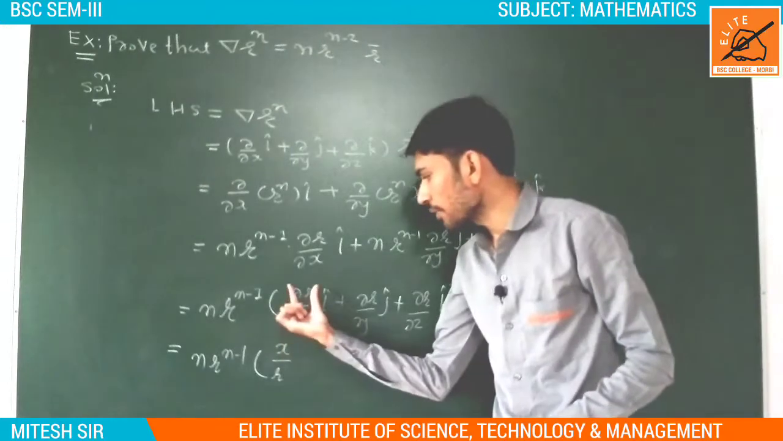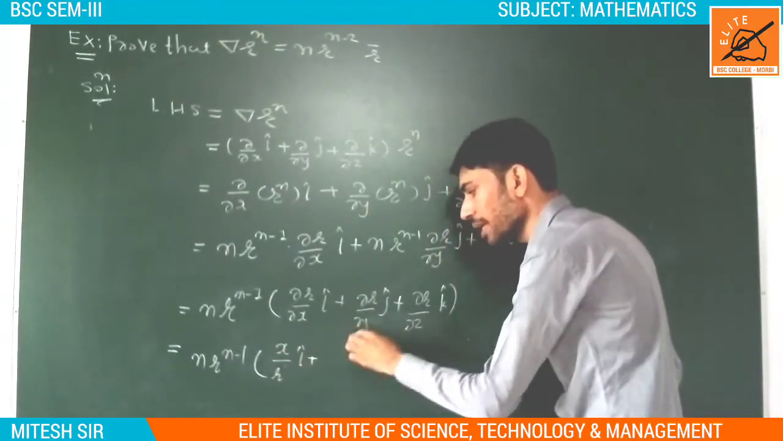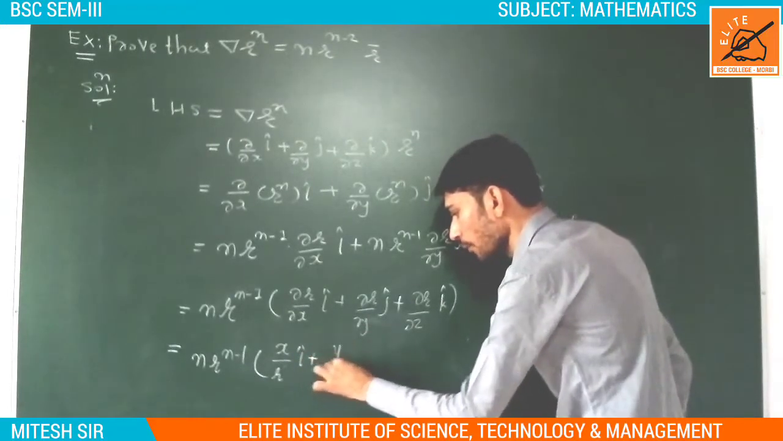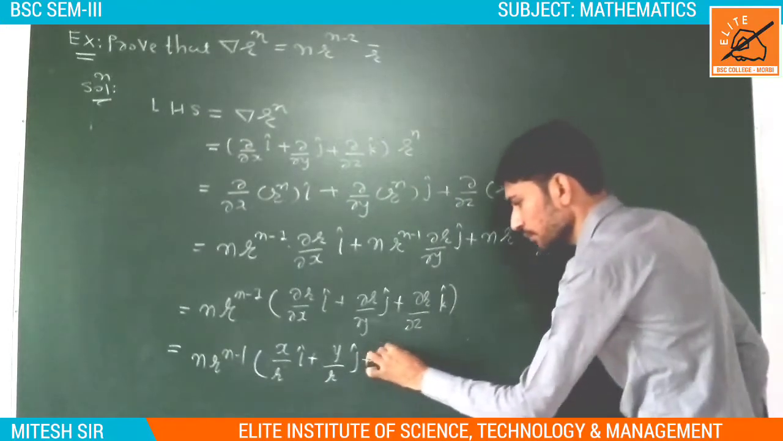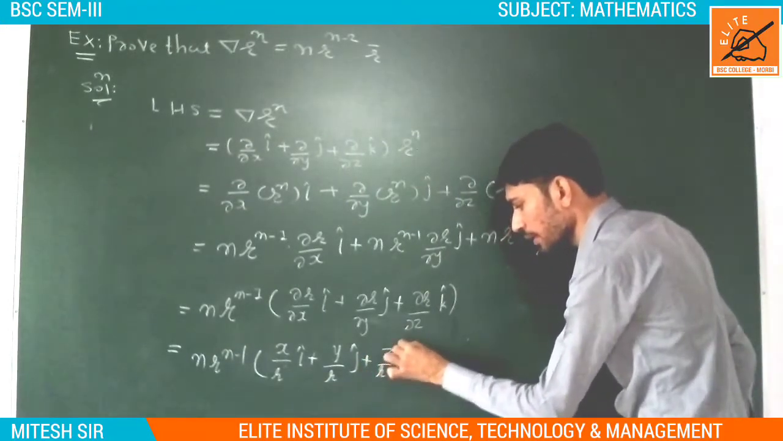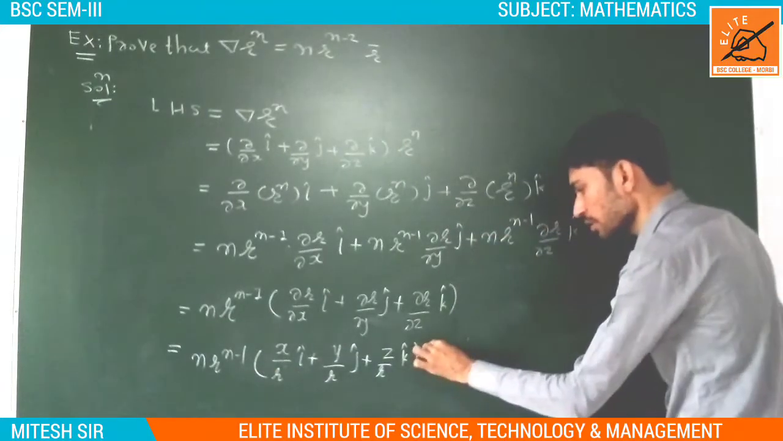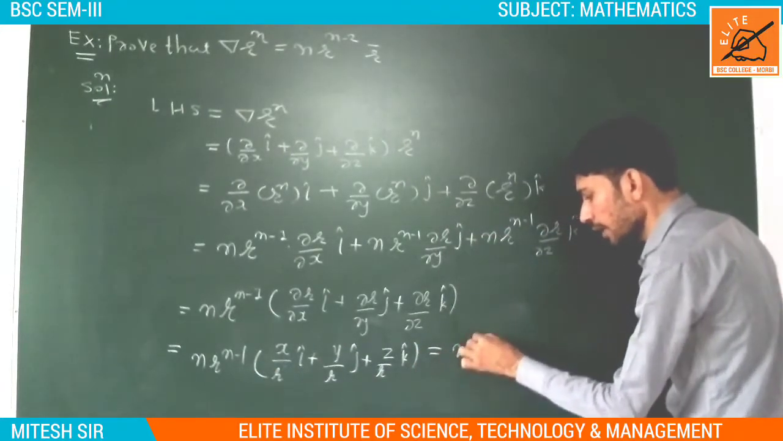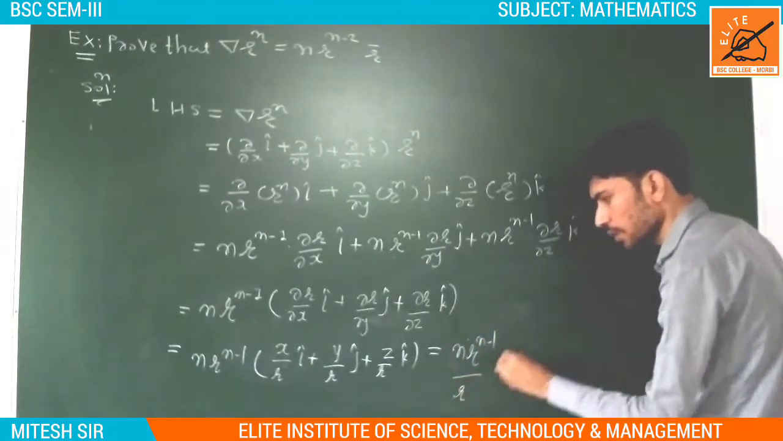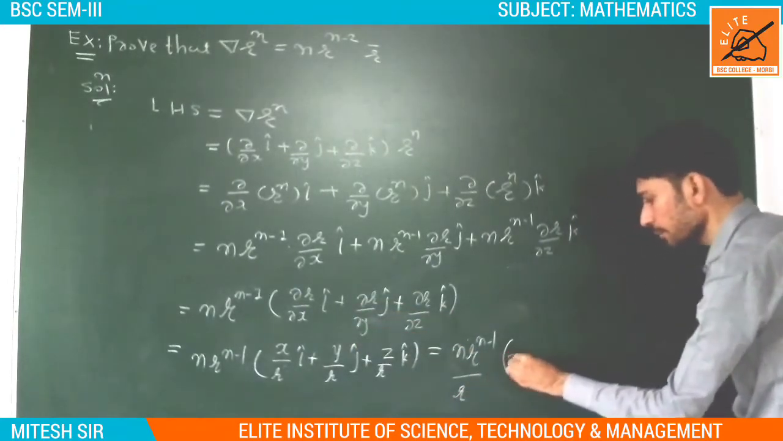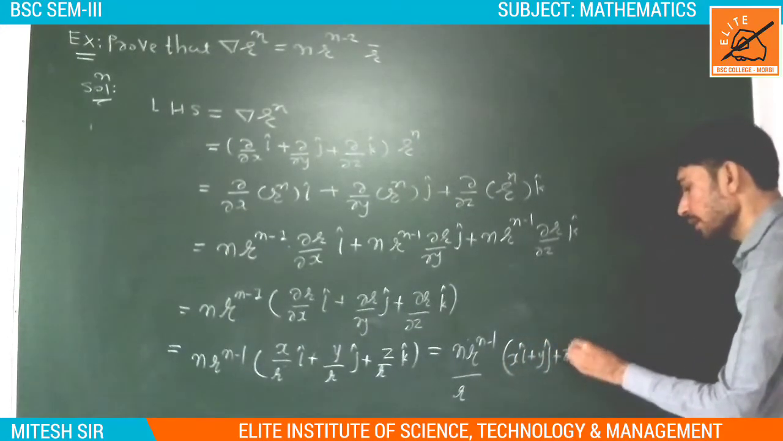As we know how to find the value of del r by del x into i cap, plus the value of del r by del y is y by r into j cap, and the value of del r by del z is z by r into k cap. Now take 1 upon r as common in all these terms. So n r raised to n minus 1 upon r. Here what remains is just x i cap plus y j cap plus z k cap.